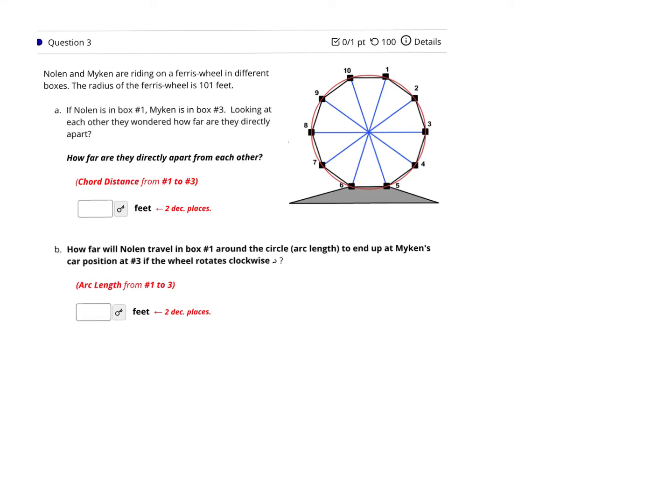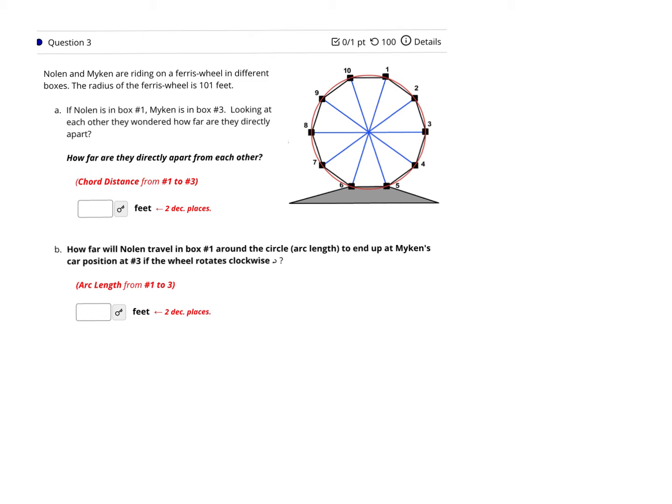It says Nolan and Mikan are riding the Ferris wheel in different boxes. The radius of the Ferris wheel is 101 feet. If Nolan is in box 1 and Mikan is in box 3, looking at each other, they are wondering how far directly they are apart. So how far are they directly apart from one another?